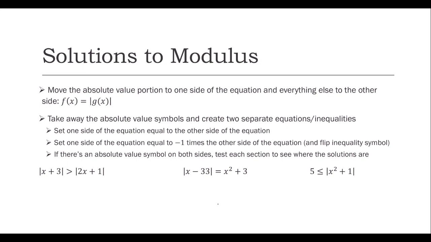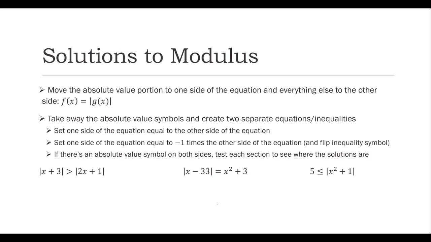So now we'll learn about finding solutions to modulus equations and inequalities. To do so, you'll move the absolute value portion to one side of the equation and everything else to the other side. You'll then take away the absolute value symbols and create two separate equations or inequalities. You'll set one side equal to the other side for the first equation or inequality, and then you'll set one side equal to negative 1 times the other side and flip the inequality symbol if it's an inequality.